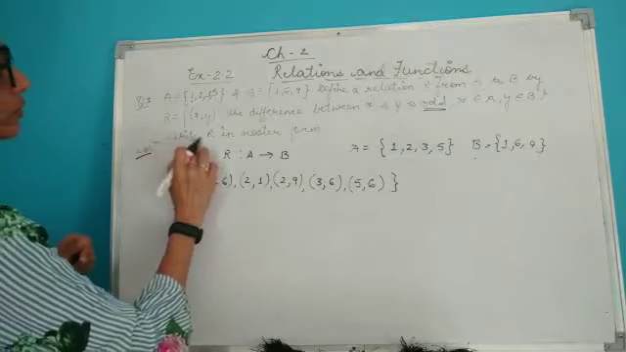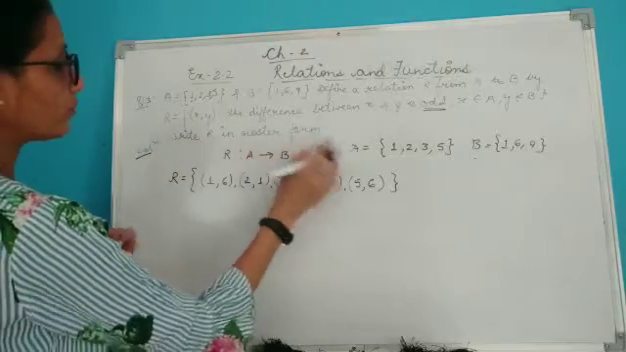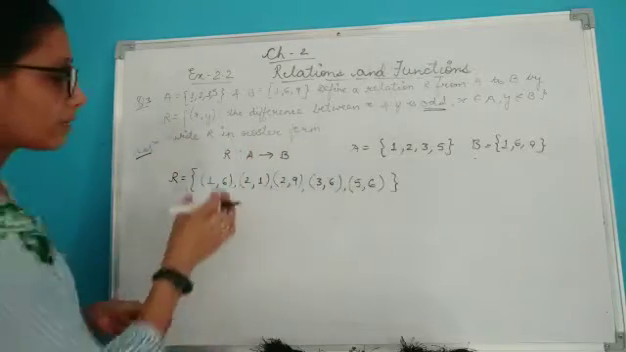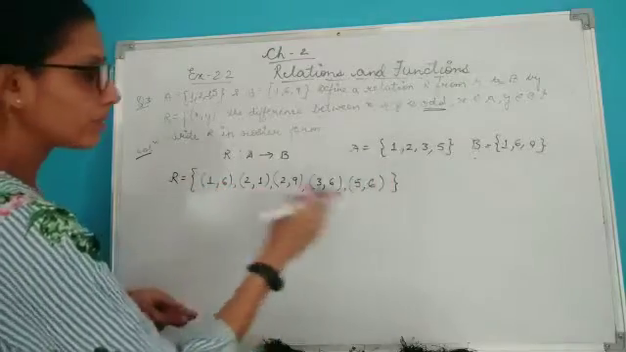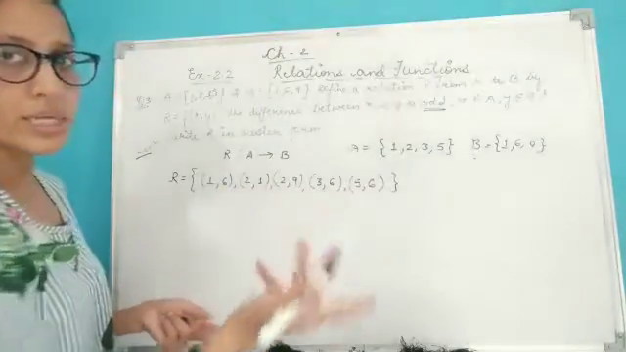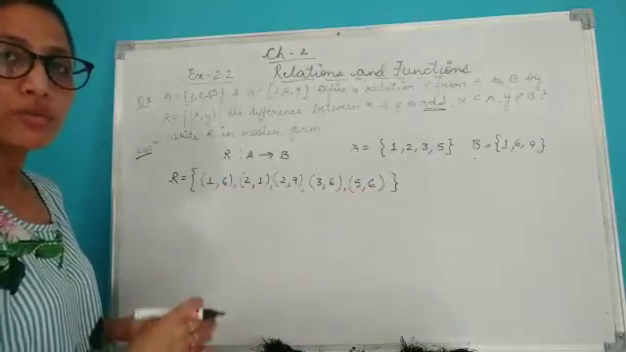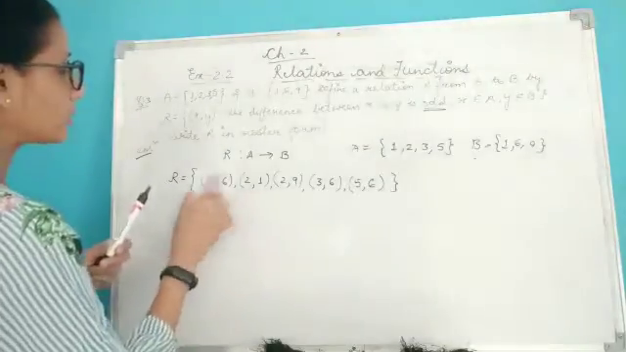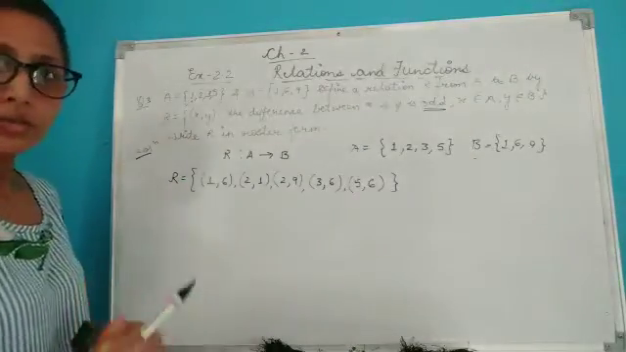Now it is given, write R in roster form. So what is a roster form? If the elements are written separated with a comma sign, then this is known as your roster form or tabular form. So this is your relation R in roster form. Have a look.